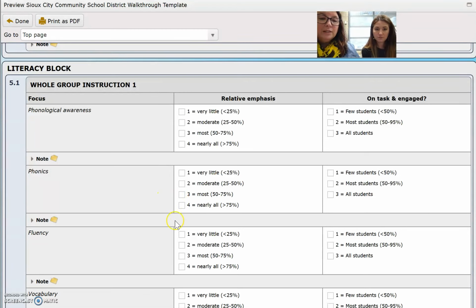Or if we're reading something together, it could have a little component of fluency. If I'm highlighting a vocabulary word that has one of the words that I'm teaching in the phonics lesson, it might have a little bit of vocabulary. But generally, my focus will be in phonics. And then we'll be looking at how much engagement was present with our students.